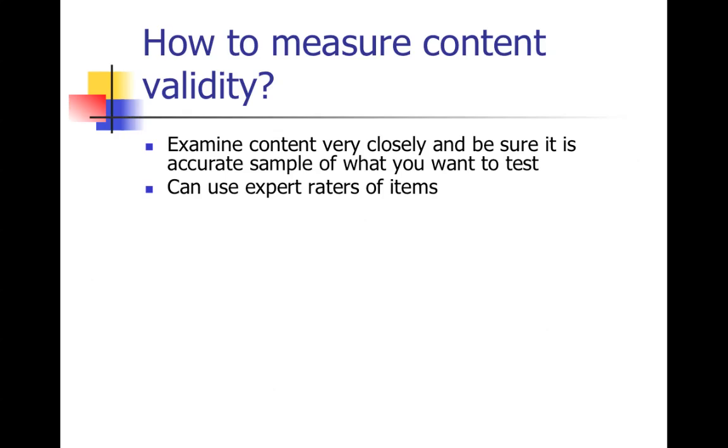So how do we measure content validity? Well, we just examine that content very closely to make sure that it's an accurate sample of what we want to test. One way to do it is to use expert raters. So I could go to experts in the field of a specific area and ask them for some inter-rater ratings of those things. But generally speaking, the researcher, the academician, the professor, we give close attention to content validity as the test is developed.